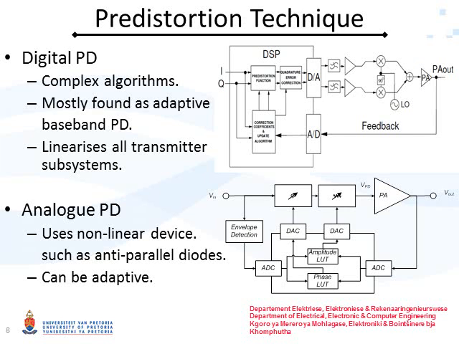Predistortion linearisation can be split up into digital and analog predistortion. Digital predistortion is mostly found in the baseband region and uses algorithms within lookup tables to realize the predistortion function as shown in the top figure. The analog predistortion method uses a nonlinear device such as a diode. However, it can also be made adaptable as shown in the bottom figure.